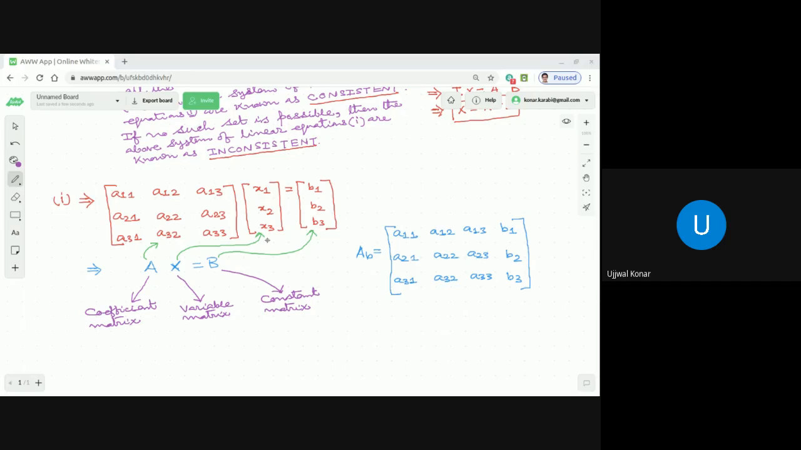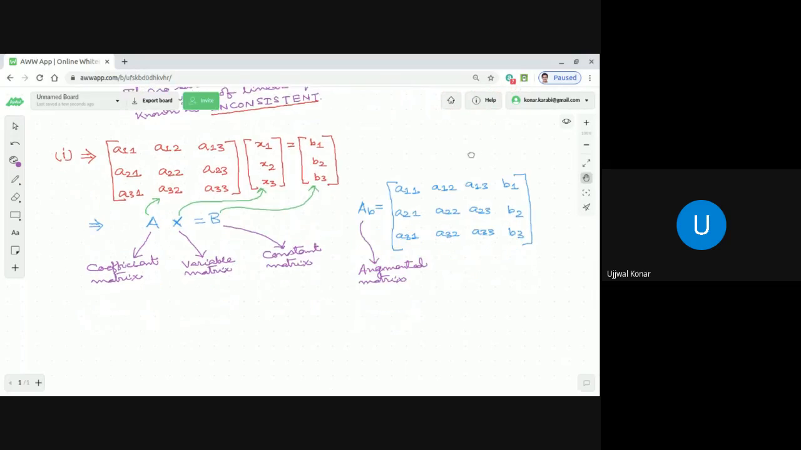Okay, dear students, it is known as the augmented matrix. So dear students, so far we understood there are 4 matrices: coefficient matrix, variable matrix, constant matrix, and augmented matrix. Now we are going to discuss the consistency of the system of linear equations.